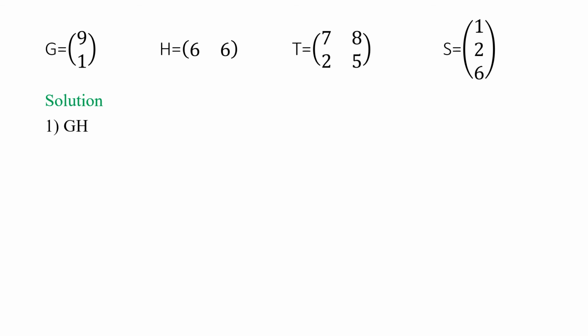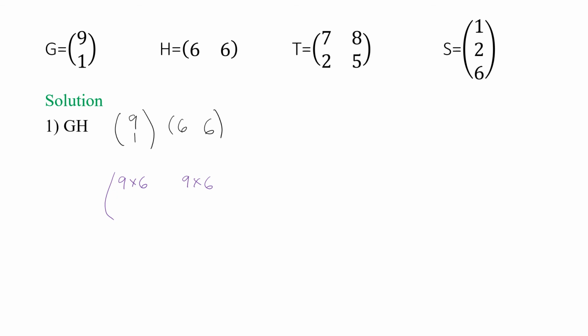Let's work it out now. So we have G, let me write it up here. G, which is 9, 1, and we're multiplying that by H, which is 6, 6. Here we're doing row by column. So row by column, first one we have 9 times 6, and then again 9 times 6. It just so happened that you have 6 twice.